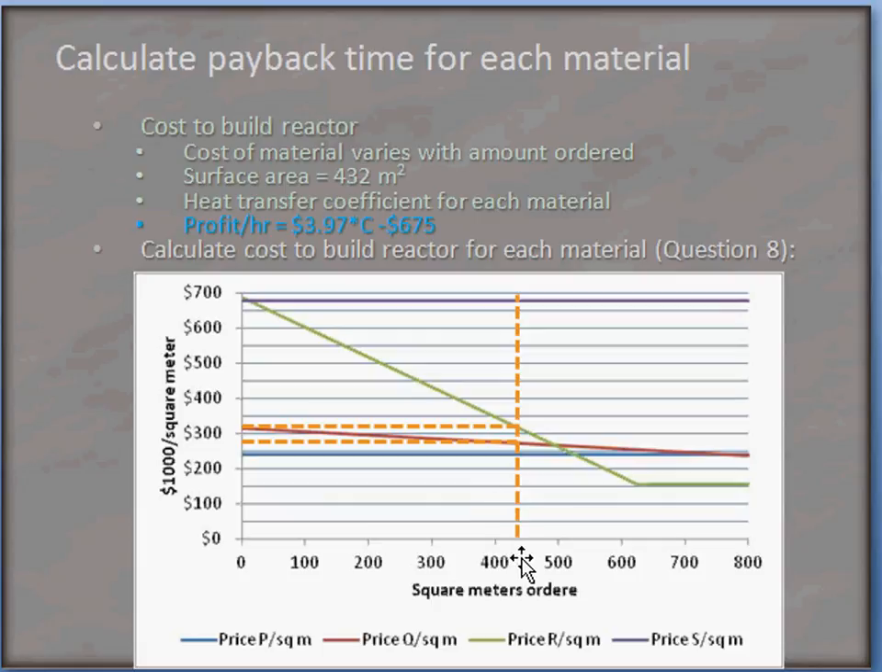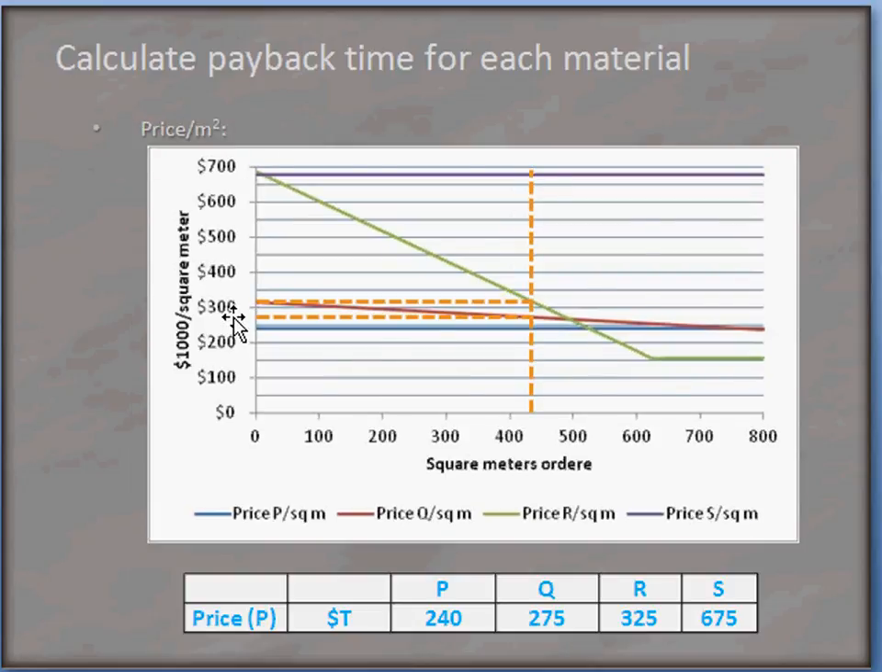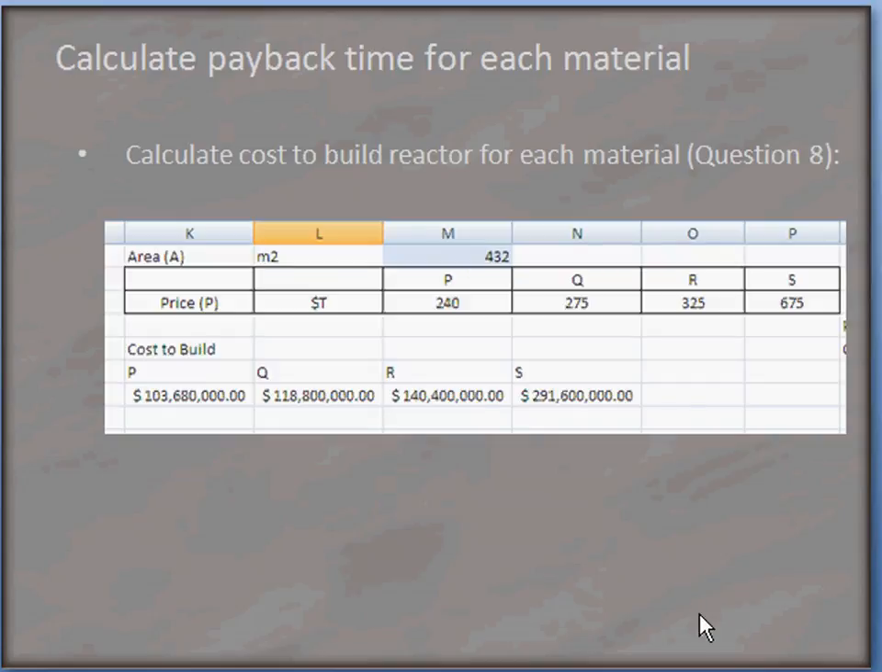So in order to get the cost for this material per square meter, we draw a vertical line at 432 square meters ordered, and then walk over to the y-axis for each function value in order to get the corresponding price. Doing so gives us a price for P equal to $240,000 per square meter, Q $275,000, R $325,000, and S $675,000. A pretty expensive reactor indeed.